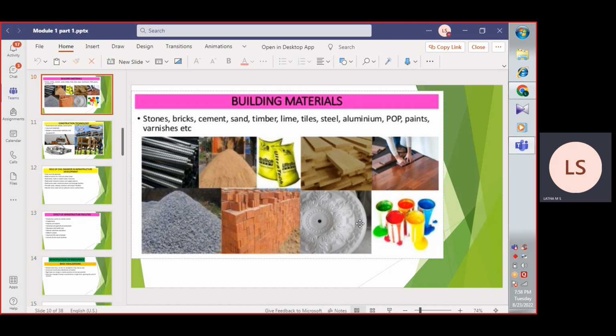And this is POP. POP is just a substitute for cement. And you find paint, which is used to cover up the surfaces. These are majorly the different types of materials which are used.